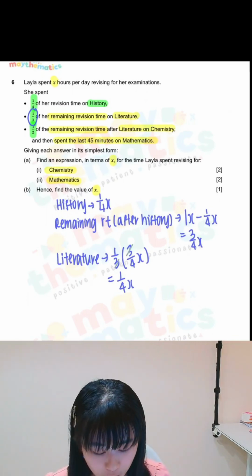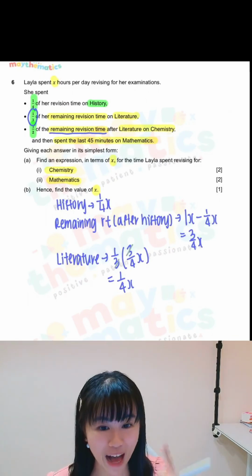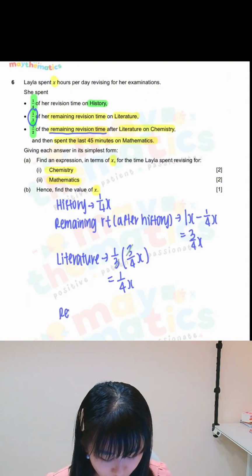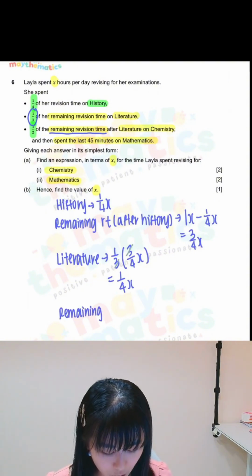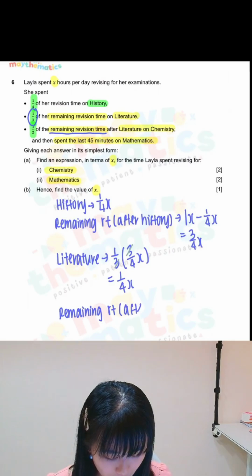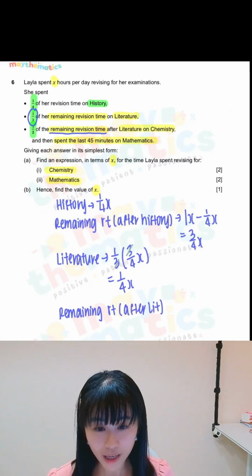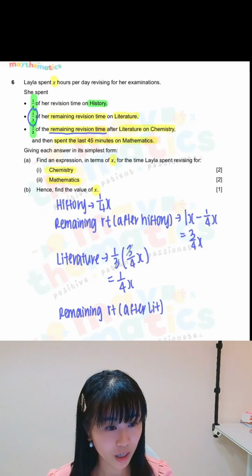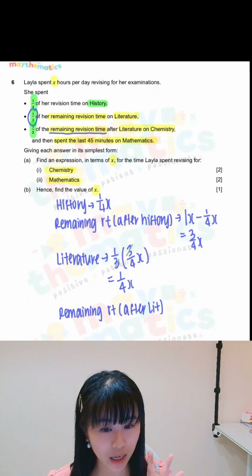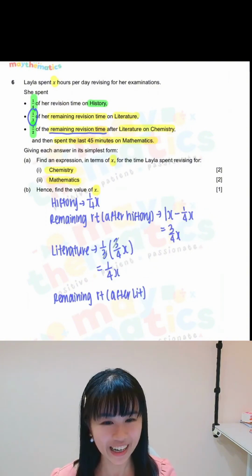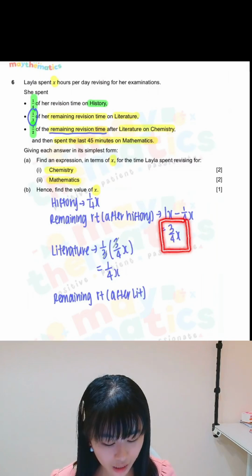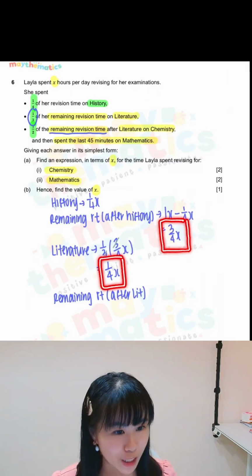because now you need to focus on the remaining revision time after the literature. Now this part is a bit tricky. How do you find the remaining revision time after literature? What do you take to minus? This is the hard part. Can you tell me? The answer is, you must take the remaining time here minus the time taken for literature. Then you get the remaining time after the literature.